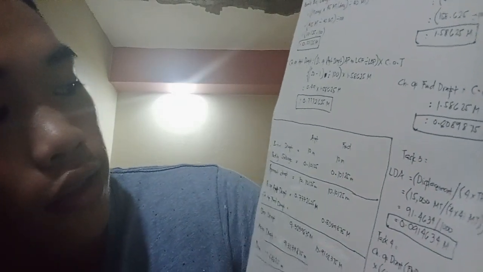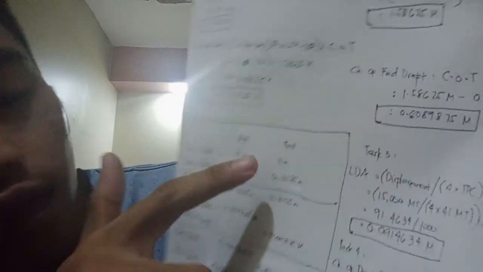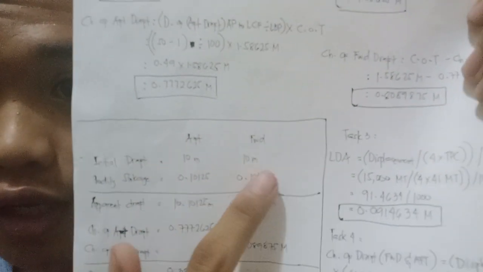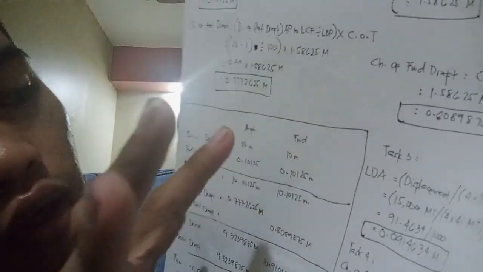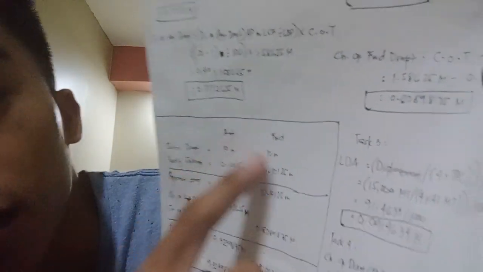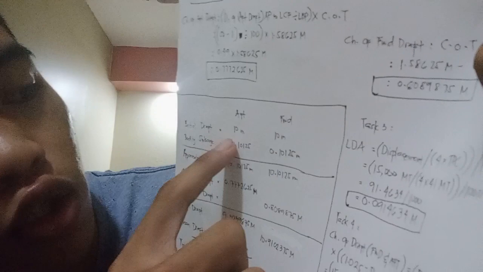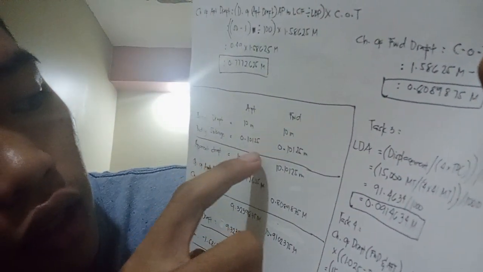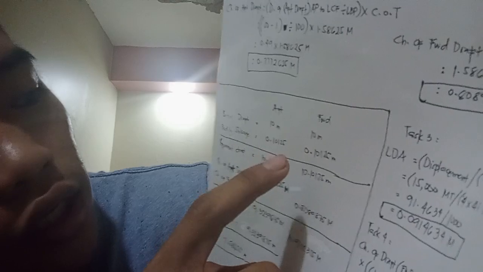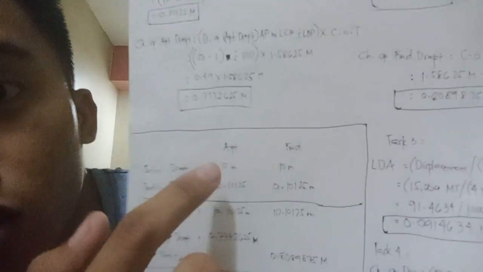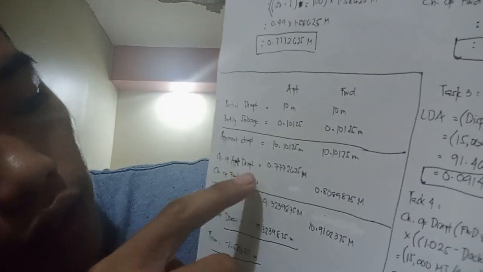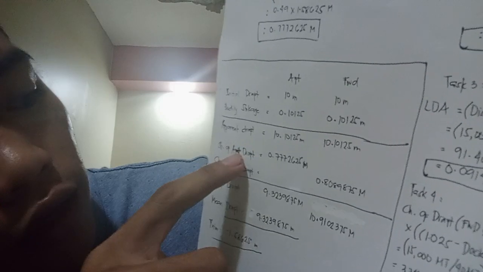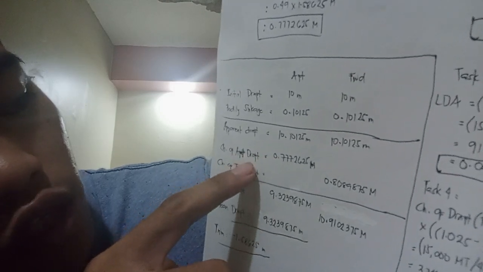So this is the initial draft, 10 m. The initial draft is 10 m. The bodily rise is 0.10125 meter, and we subtract it from the aft draft and add it to the forward draft. Then for the apparent draft, we subtract the change of aft draft.